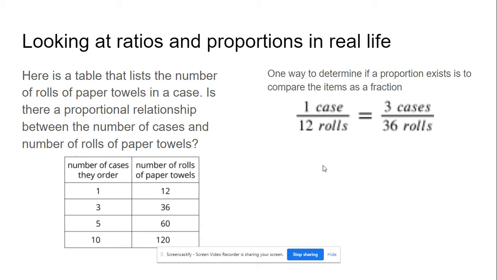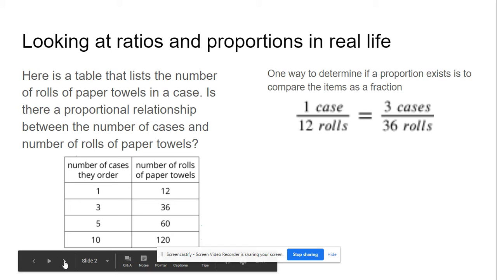And so since these fractions are equal, we can determine that there is a proportional relationship between the number of cases of paper towels and the number of rolls of paper towels.